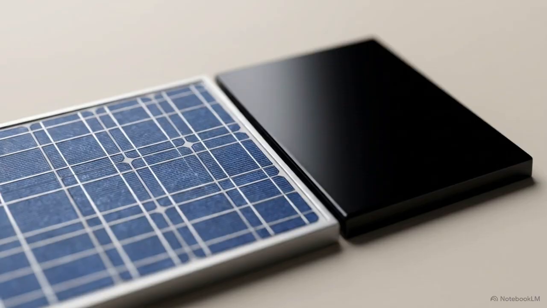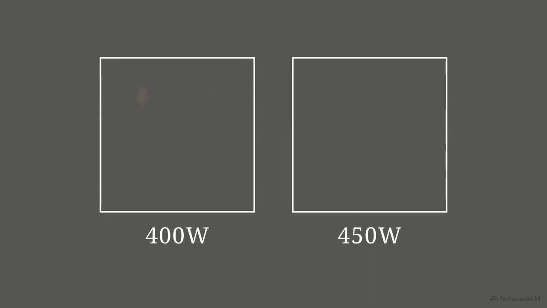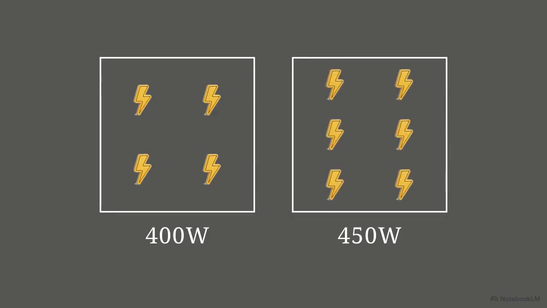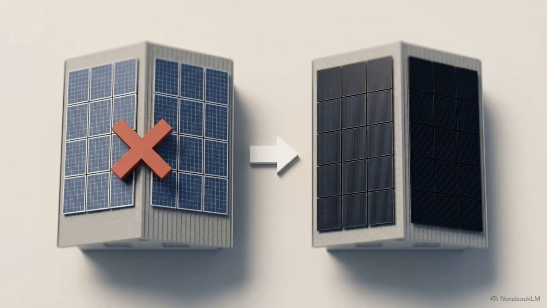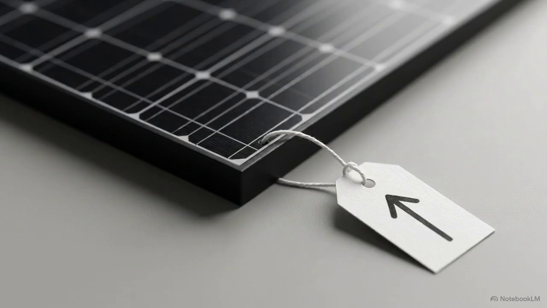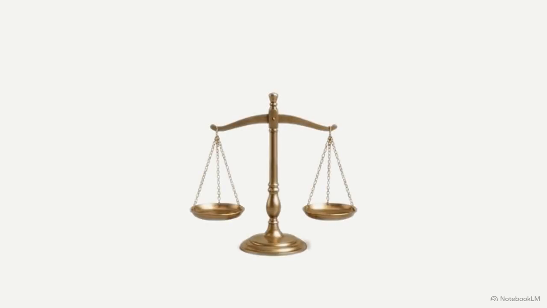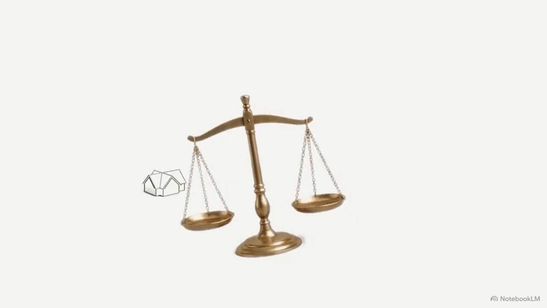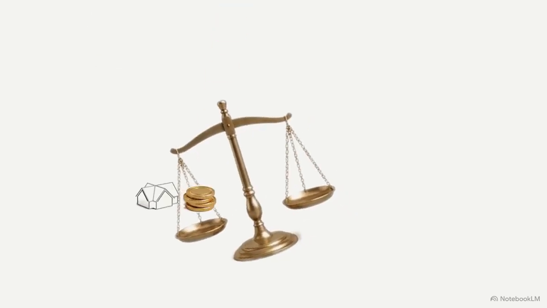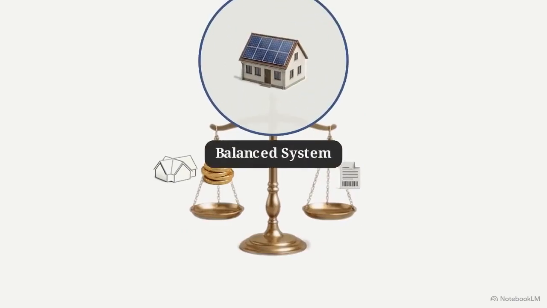If you want maximum production out of a tight space, you can switch to high-efficiency, high-wattage panels. A 450-watt panel produces more power per square foot than a standard 400-watt panel. The trade-off here is straightforward. High-efficiency hardware means you need fewer physical panels on the roof to hit your target, but those panels carry a premium price tag. Finding the final hardware count is a delicate balancing act between your specific roof geometry, your available budget, and exactly how much of that utility bill you want to eliminate.